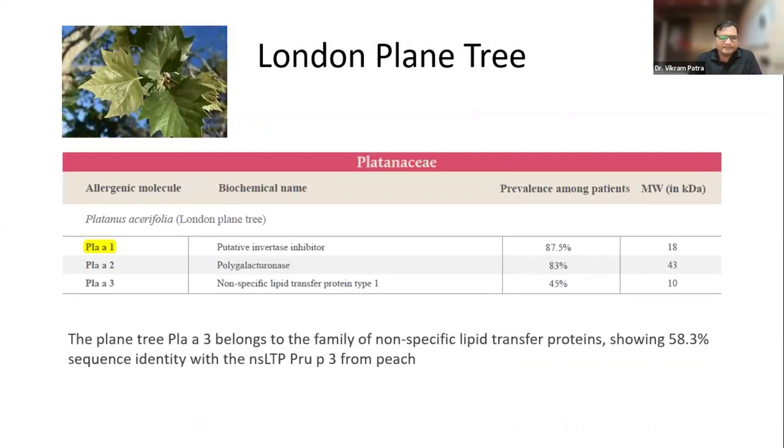But what is typical about this is that the plane tree Pla a 3 belongs to the family of nsLTP and shows 58.3% sequence identity with the nsLTP of the peach, that is Pru p 3.